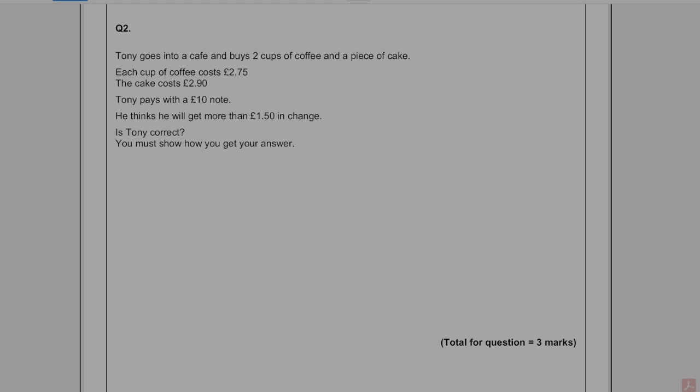Question 2. Tony goes into a cafe and buys 2 cups of coffee and a piece of cake. Each cup of coffee costs £2.75. Each cake costs £2.90. Tony pays with a £10 note. He thinks he will get more than £1.50 change. Is Tony correct? You must show how you got your answer. Right, so 2 cups of coffee is going to be 2 times £2.75, and a piece of cake, so plus £2.90. I'm going to add these up first of all.